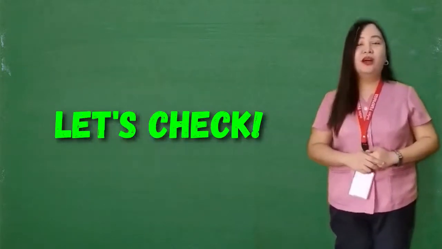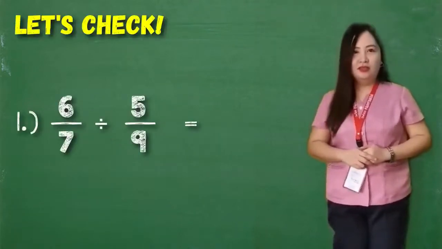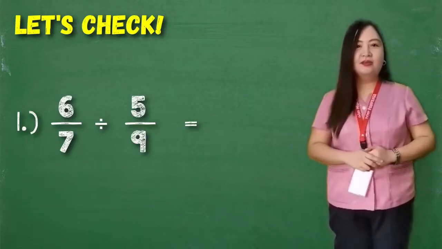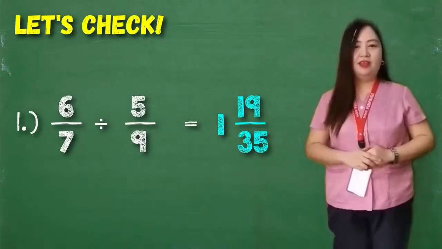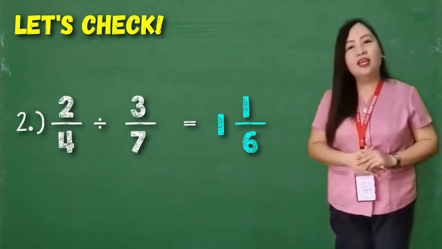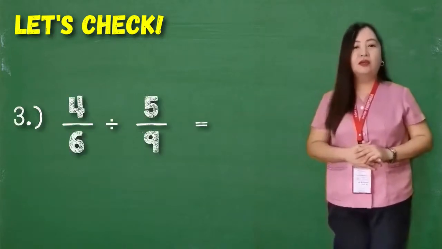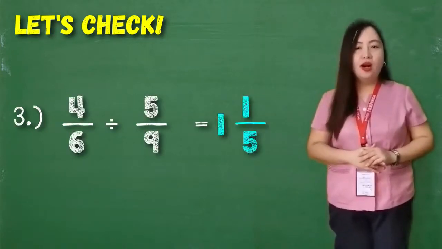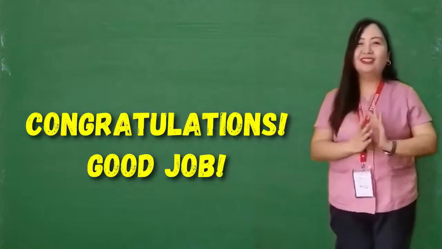Let us check your answers. Number 1, the answer is 1 and 19/35. Number 2, the answer is 1 and 1/6. Number 3, the correct answer is 1 and 1/5. Congratulations for a job well done.